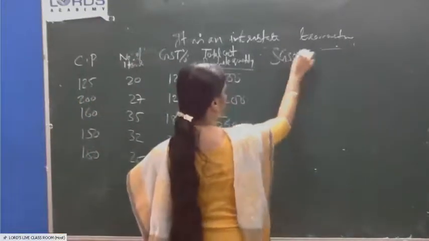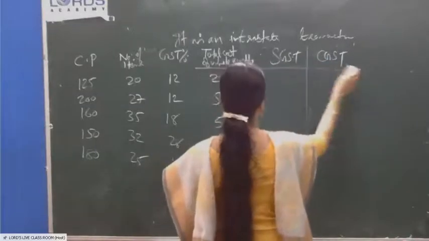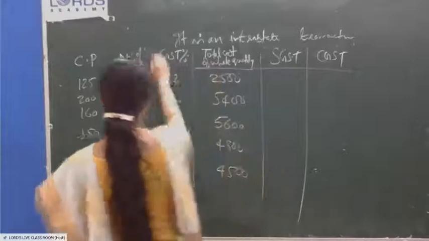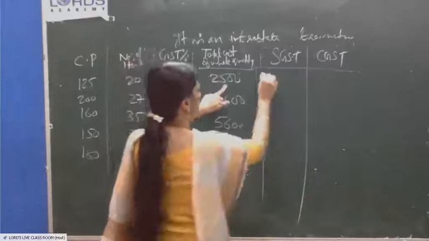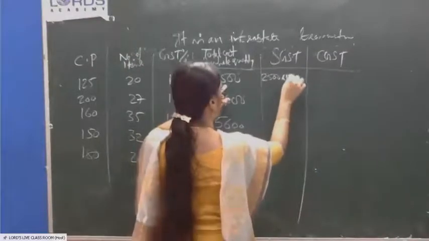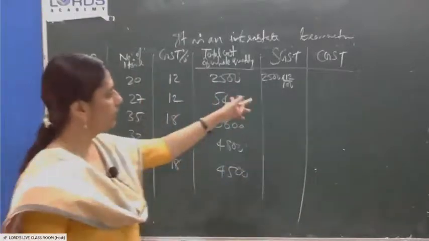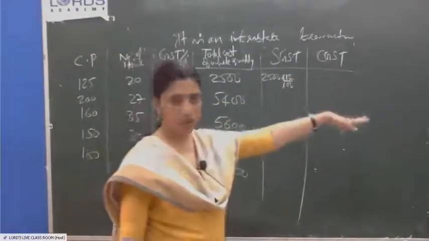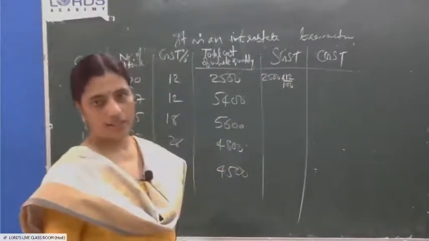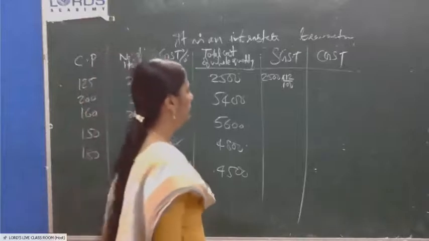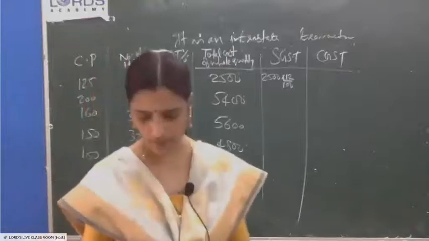Next, SGST, CGST. Only one time you can copy. 2500 into 12 by 100. If you have much space, it's better to write this process also. Calculation, working column, then it will be easy for studies. What are you getting? Whether I made any mistake?